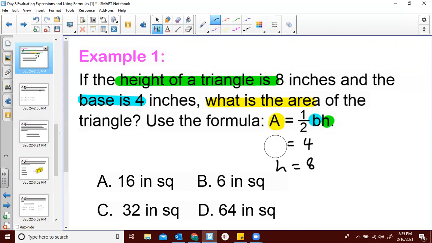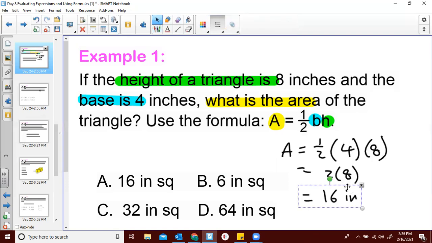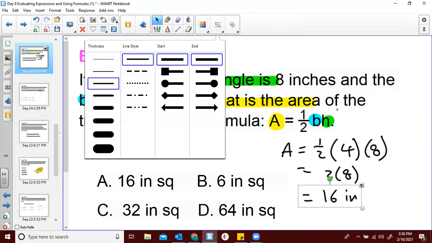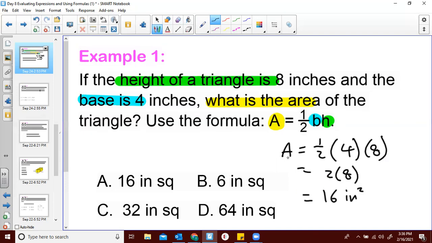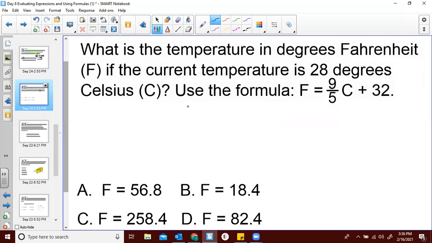Or we could just put in our values. So A equals 1/2. Well, we know base is 4, and it's going to be times 8. So 1/2 times 4 is 2. 2 times 8 is going to be 16. And remember, this is inches squared. Remember, this is inches squared because we're talking about area. So answer is A. I'm going a little quick because I know you guys can rewind and pause.